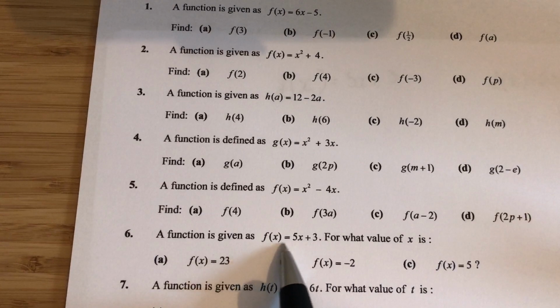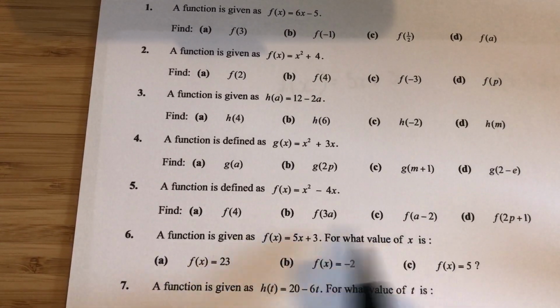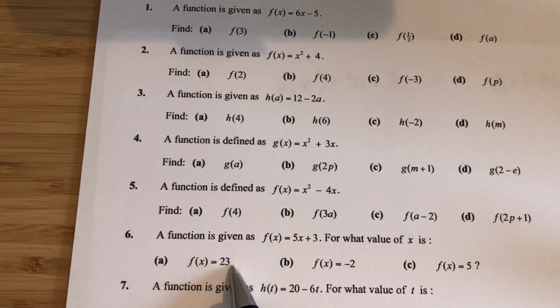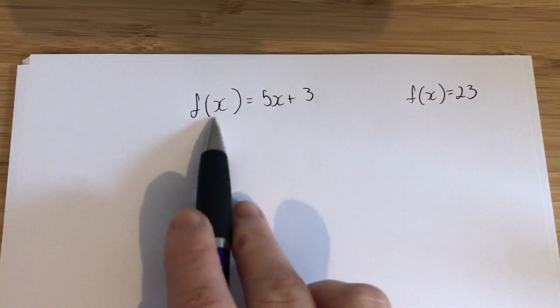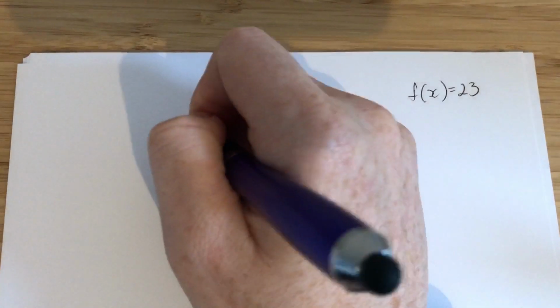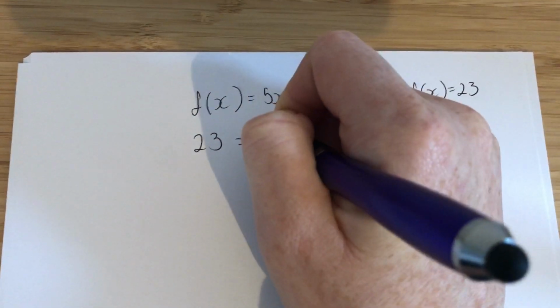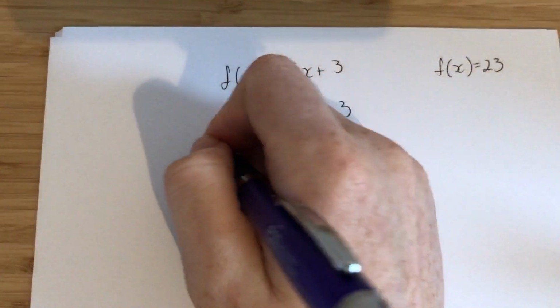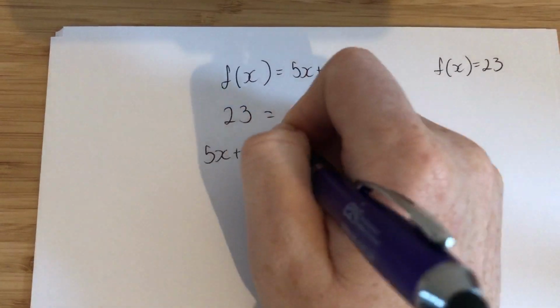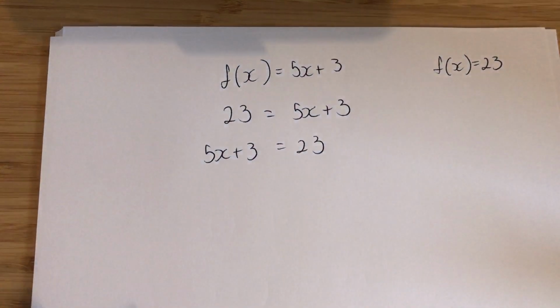Here, f of x equals 5x plus 3. Find x when f of x equals 23. So f of x equals 23. Instead of f of x, here I'm going to write 23 equals 5x plus 3. And we're going to solve that equation. Just going to switch them round sides. 5x plus 3 equals 23. Just switch them straight round.